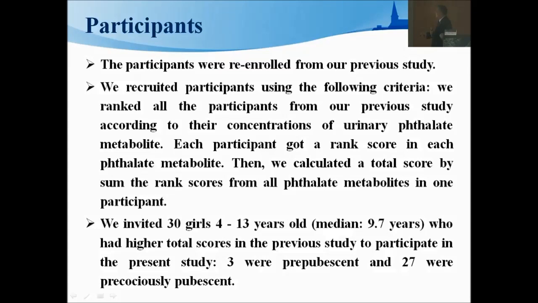30 girls, aged from 4 to 13 years old. The median is 9.7 years old, and they had a higher total score in the previous study in which they participated. Three were prepubescent, and 27 were precocious pubescent.